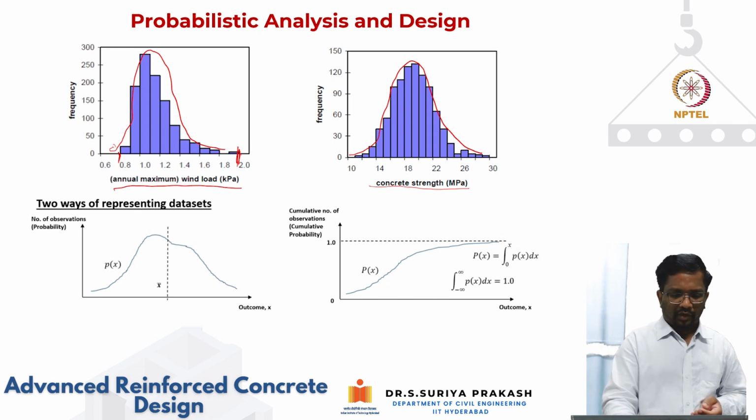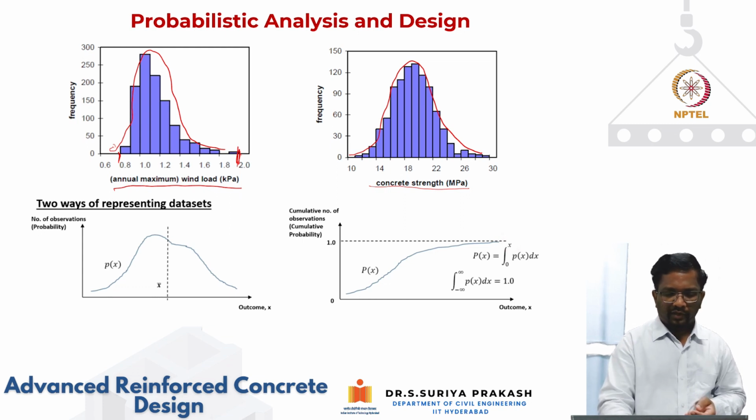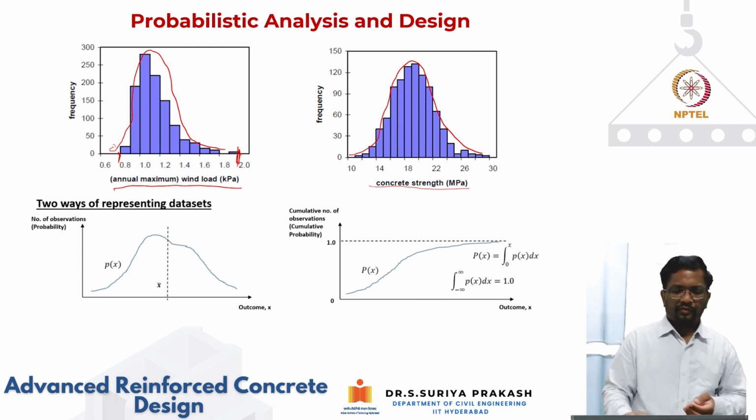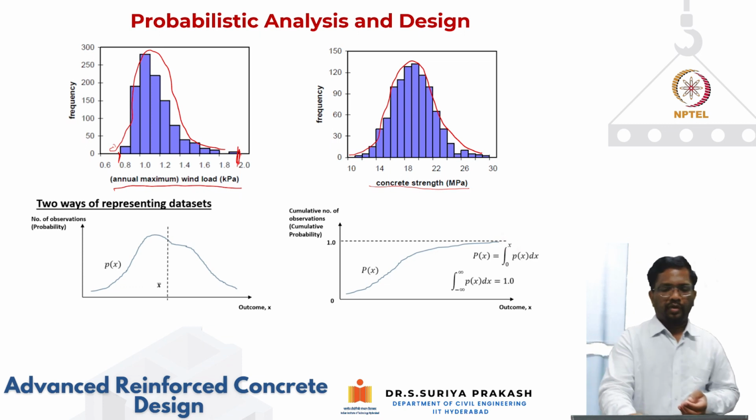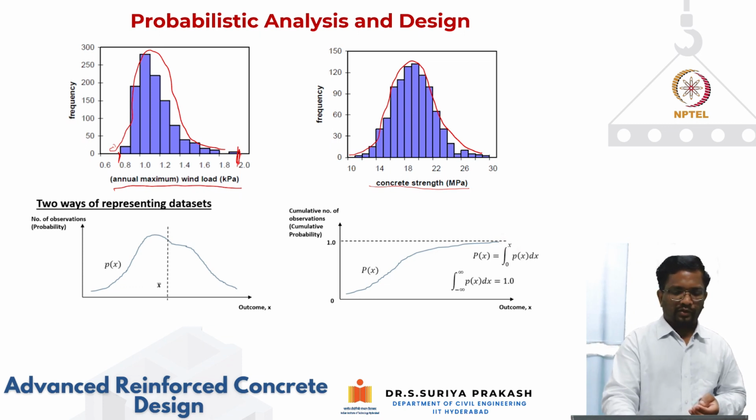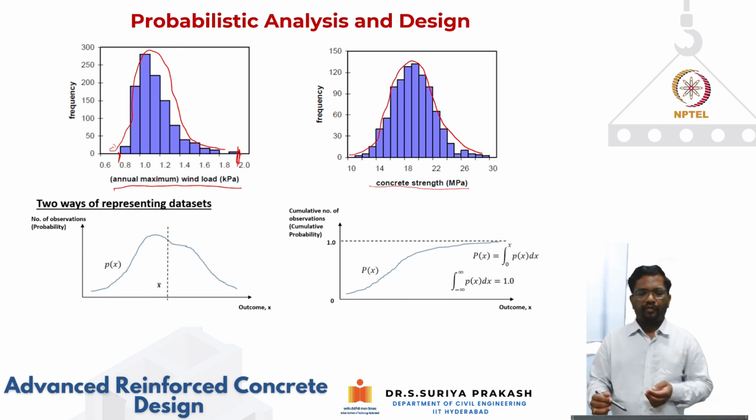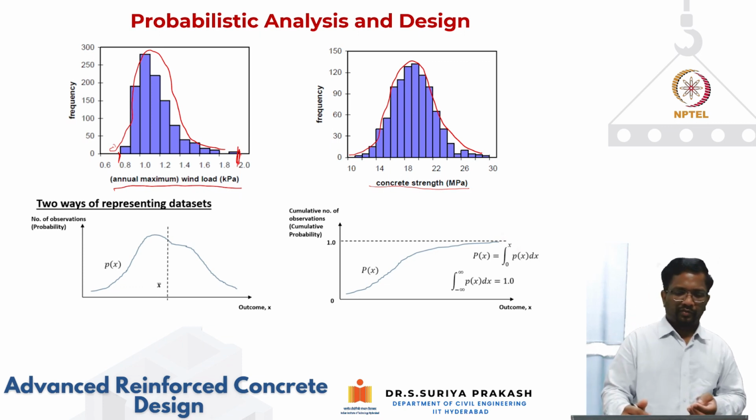So you can plot them in two ways. The probability of the number of occurrences can be plotted just like what we have here. Basically, the frequency of annual maximum wind load can also be plotted like this. So this is the problem. For example, if I'm taking 1.2 kilopascal of wind, what is the probability of occurrence? We can find it using this.